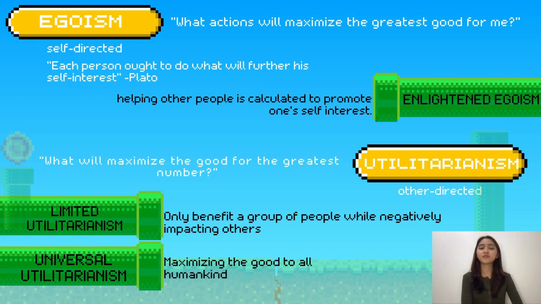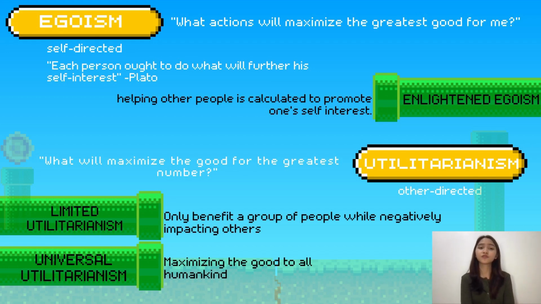Under egoism, there is a version of reciprocity called enlightened egoism, which means that you ought to do an act for a person because you expect them to do the same to you. This means that helping other people is calculated to promote one's self-interest. If an egoist asks the question, what actions will maximize the greatest good for me? A utilitarian, on the other hand, asks the question, what will maximize the good for the greatest number? Thus, in utilitarianism, the moral principle is other-directed.